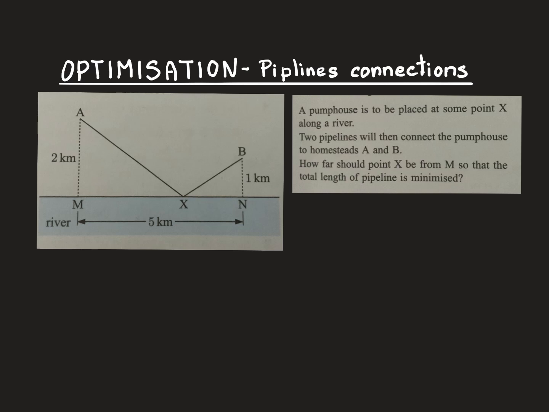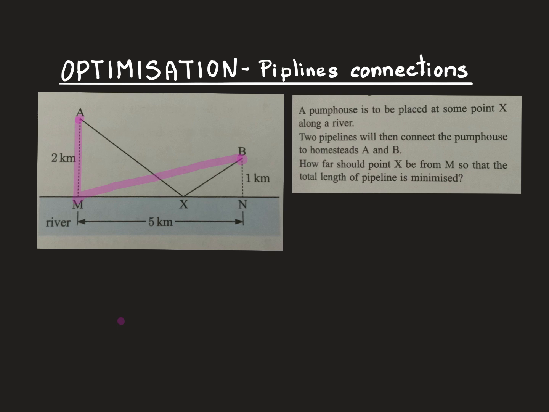A pump house needs to be placed along that river to connect two homesteads, A and B. If the pump house is situated at M, then we will have a pipe going to A and we'll need another pipe going to B. The length of that pipe may not be very economical.